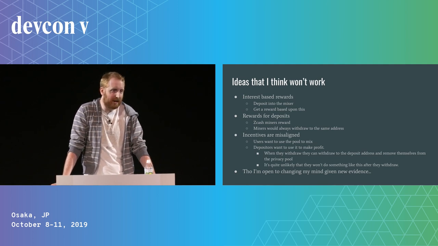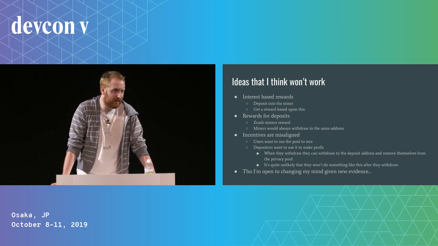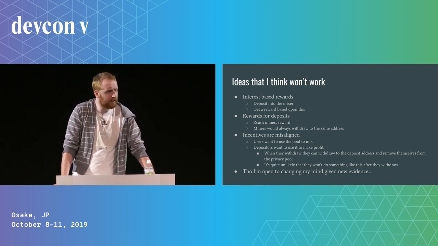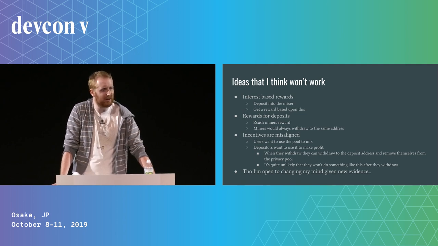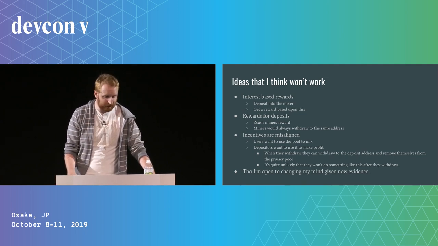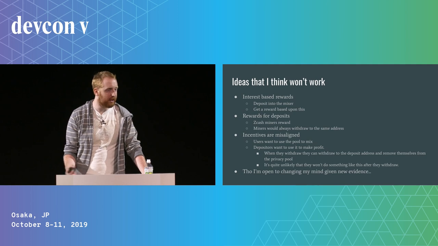The reason why I think this won't work is that the incentives here are misaligned. The users want to use the privacy pool to get privacy, but the reward seekers want to deposit to make the reward. The depositors don't have any interest in maintaining privacy after they withdraw. For that reason, I think it's pretty likely that they won't maintain their privacy after they withdraw, because they have this capital that they want to invest, and as soon as they withdraw it, they'll want to put it somewhere else to gain some more interest. But I'm open to changing my mind about this if we see some experimental results or some use case where it works a little bit better.